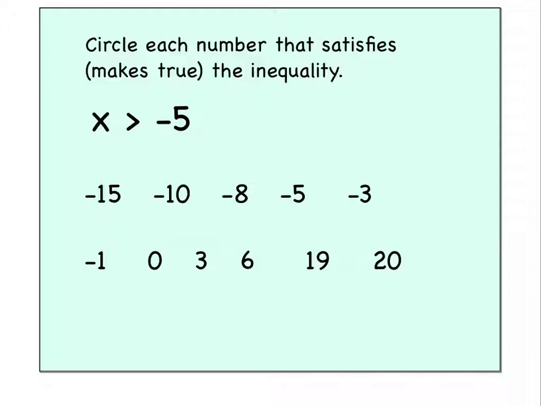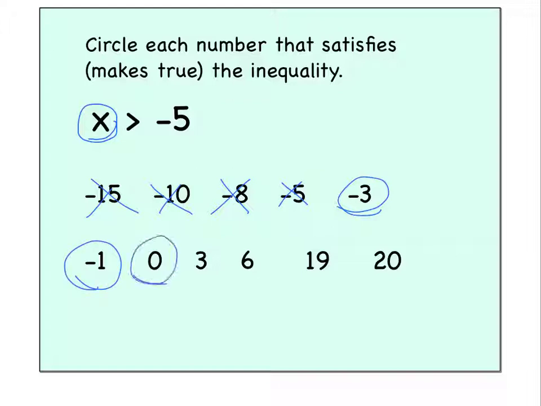Circle each number that satisfies the inequality. So what could we plug in for x that's greater than negative 5? Negative 15 wouldn't work. Negative 10. Negative 8 wouldn't work. Is negative 5 greater than negative 5? No, it's not. We would have to have the equal to sign in there as well. And the rest would be greater than negative 5.